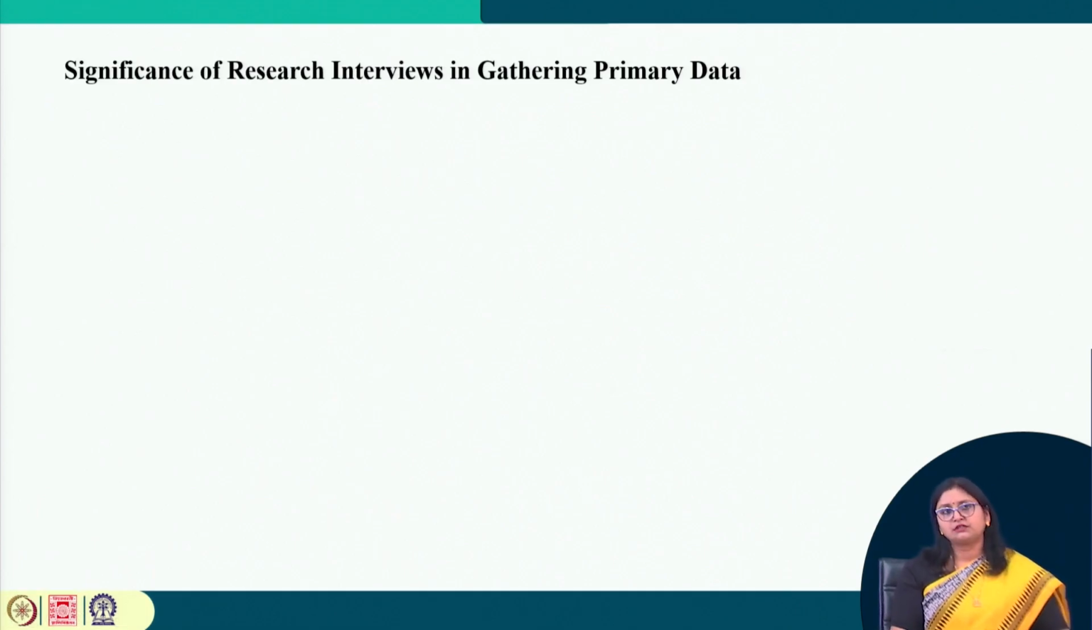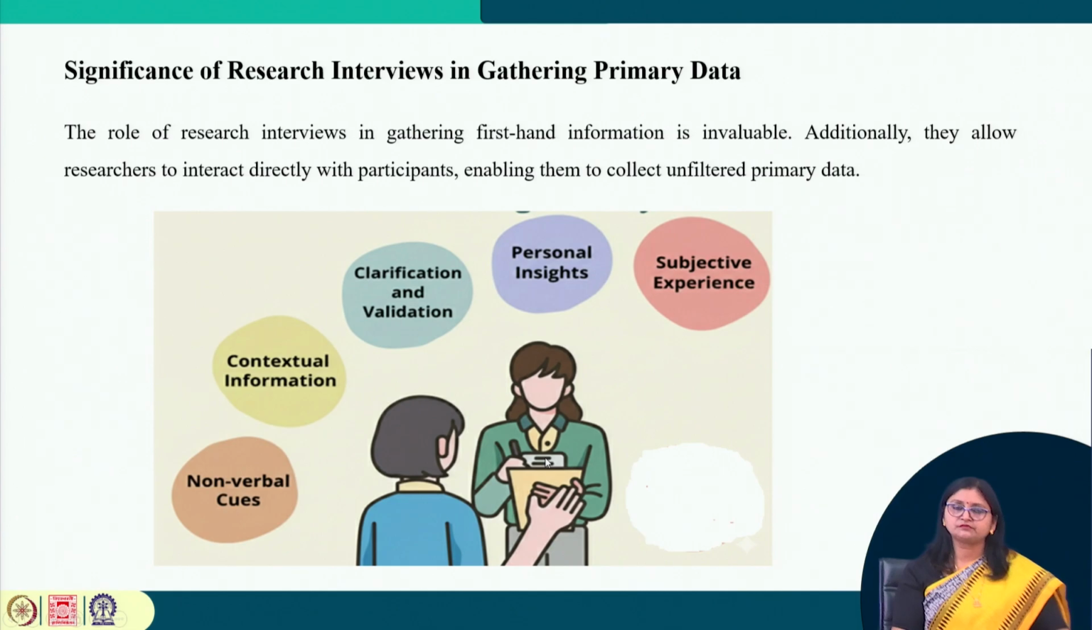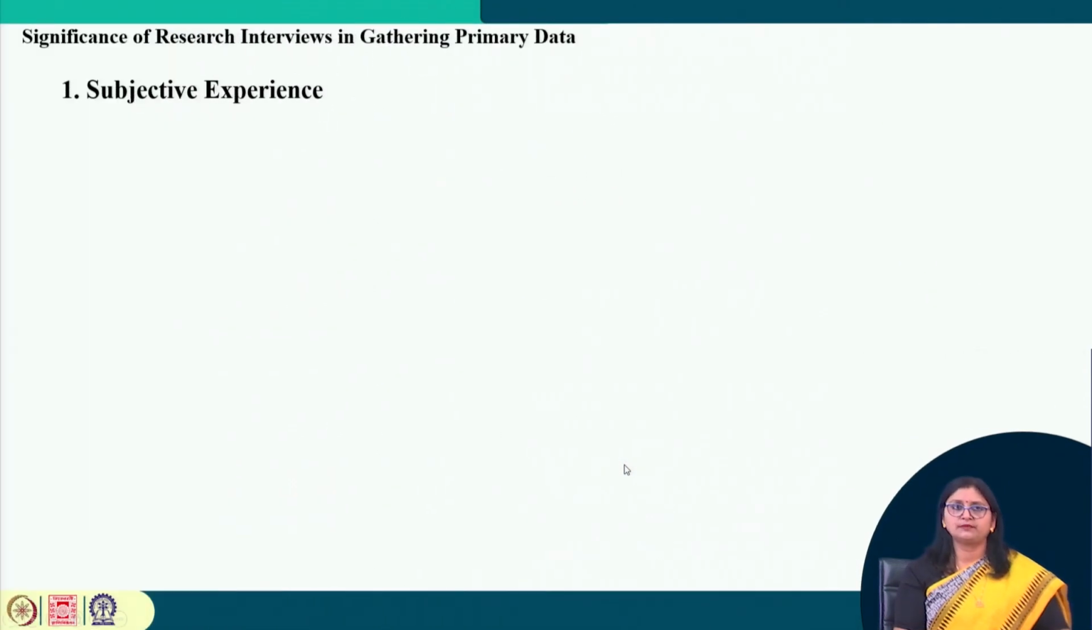So, the significance of research interviews in gathering primary data. What is the significance? The role of research interviews in gathering first-hand information is invaluable. Additionally, they allow researchers to interact directly with the participants, enabling them to collect unfiltered primary data. This research interview provides subjective experiences, personal insight, clarification and validation, contextual information, and non-verbal cues are present. So, let us start with the subjective experience.